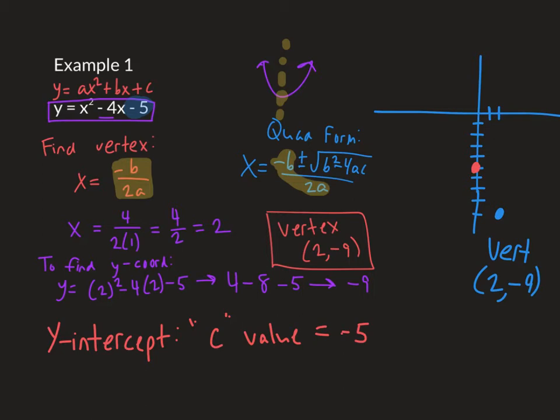And the reason that works is, if you think about it, the y-intercept is the y value when x equals 0. So in this equation that we were graphing, in this function, if both x's were 0, it would just be 0 squared minus 4 times 0, which is all 0, and then there'd be a -5 there still. So that's the y-intercept.